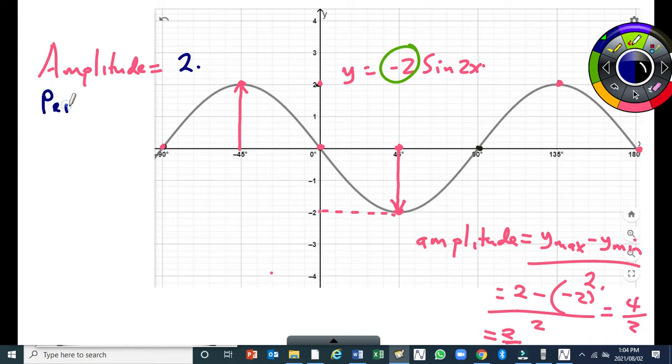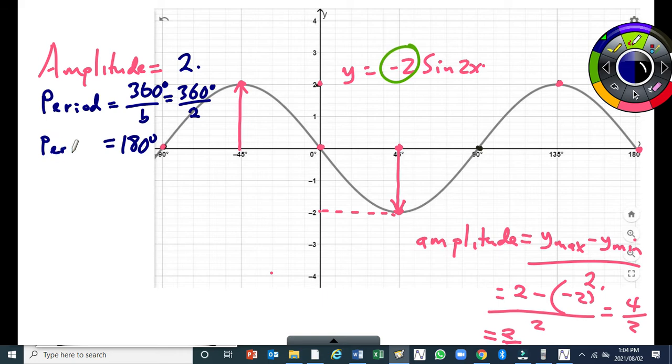The period is equal to 360 degrees over b, which is 360 degrees over 2, and the final answer will be 180 degrees. You can even see that on the graph. This is a full sine graph, from here to there.